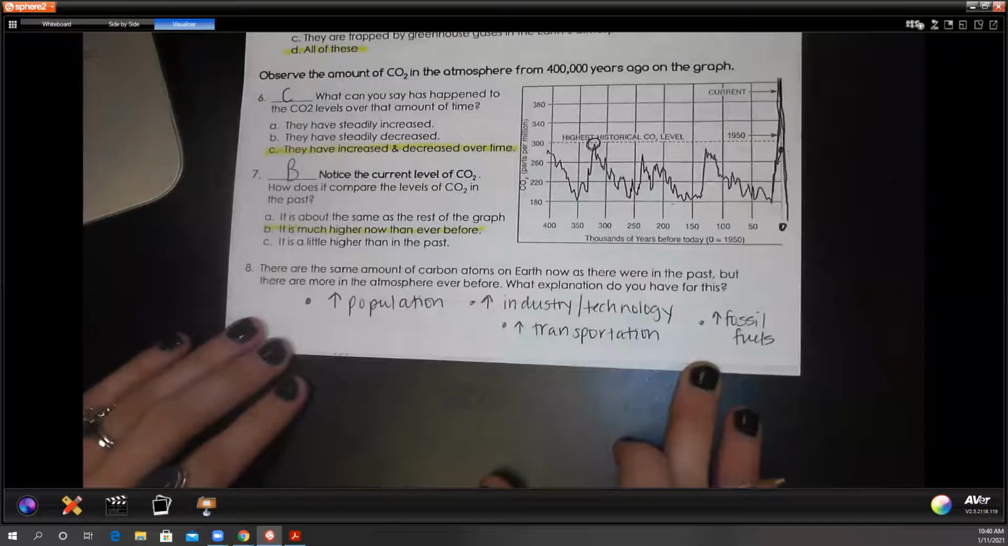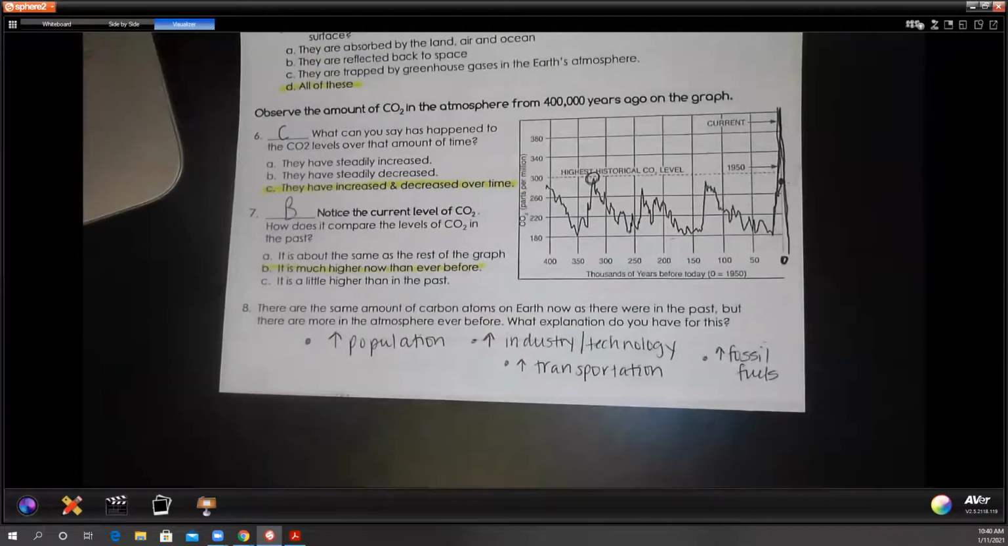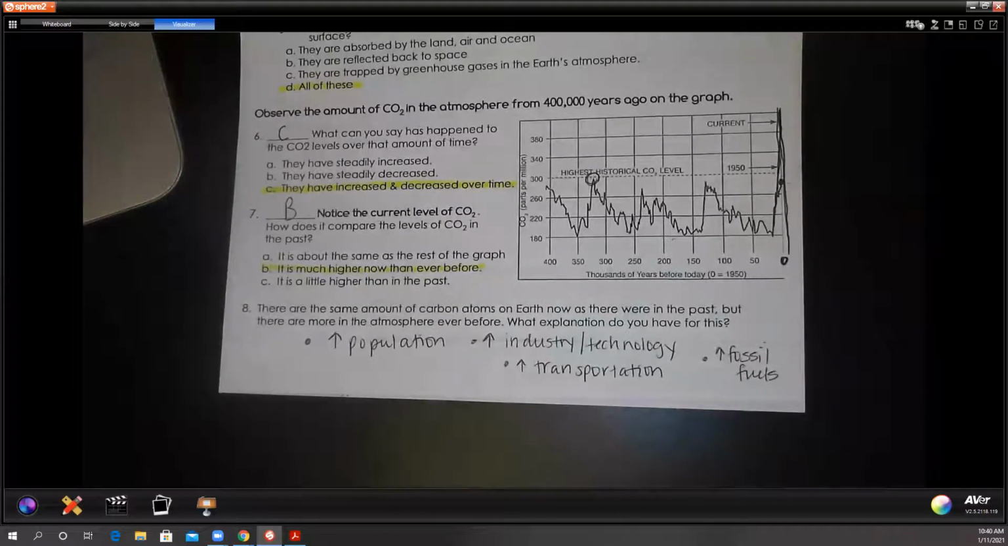So we could brainstorm different ways to fix this. What are some solutions do you think that we might have? This isn't on the paper. This is just for us.